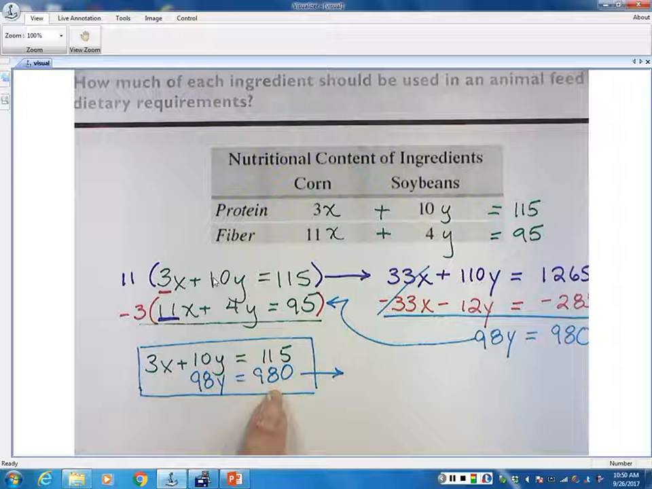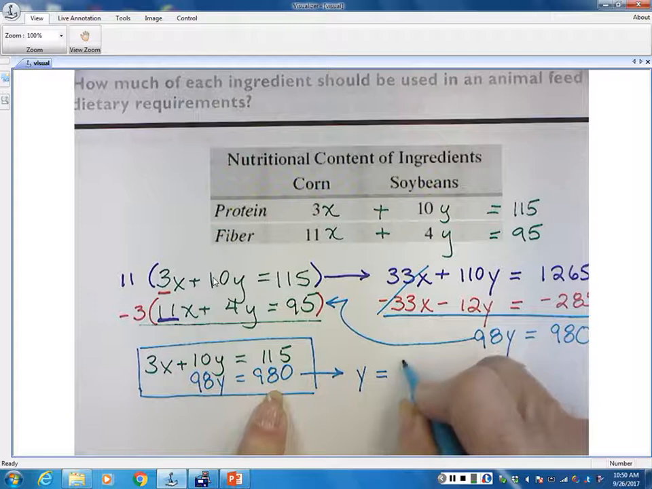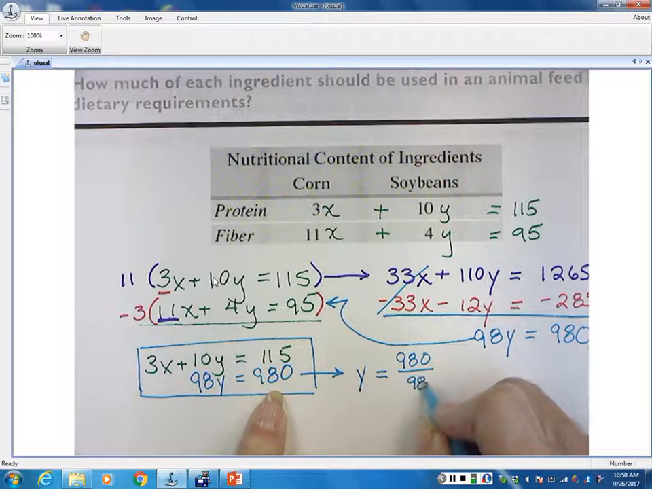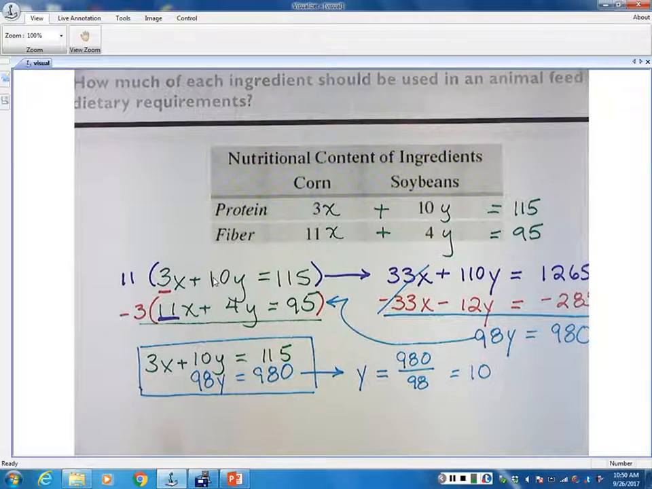Can't you find out what y is from that one? Yeah. y equals 980 divided by 98, which is 10. Okay? Now, if you know what the value of y is, could you not find out what the value of x is in the first equation? Yes. This is called back substitution.